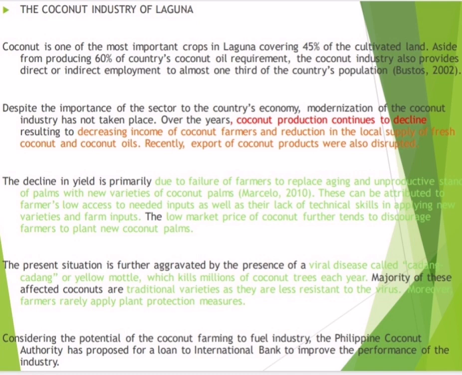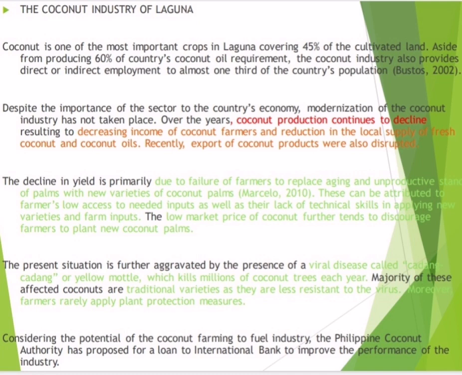And because it is declining, it happens that as a result of the declining coconut production, it is also decreasing the income of the coconut farmers and reducing the local supply of fresh coconut and coconut oils. And again, there is another effect wherein the export of coconut products was also disrupted. So everything is there and presented.